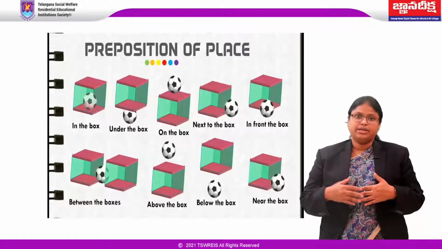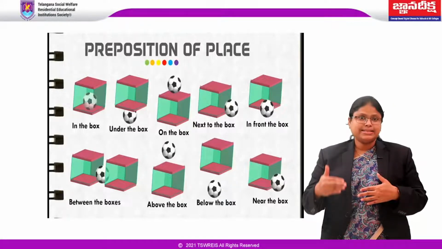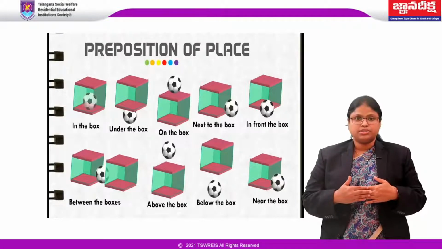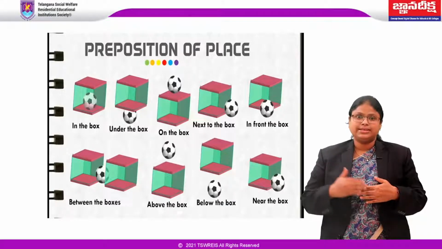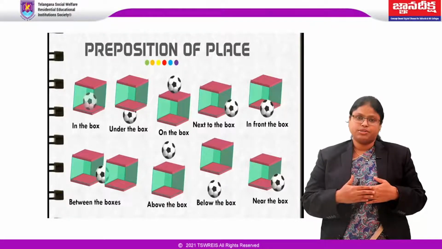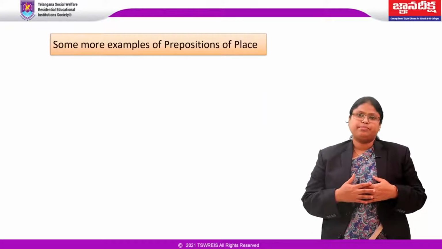If you observe the pictures of the first row, the ball is in the box, under the box, on the box, next to the box, and in front of the box. If you observe the second row of pictures, the ball is between two boxes. It is above the box, below the box, and near the box. Let us look at some more examples of prepositions of place.